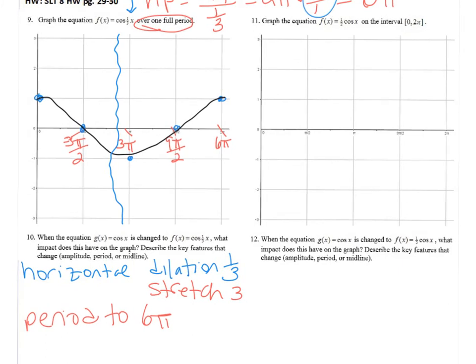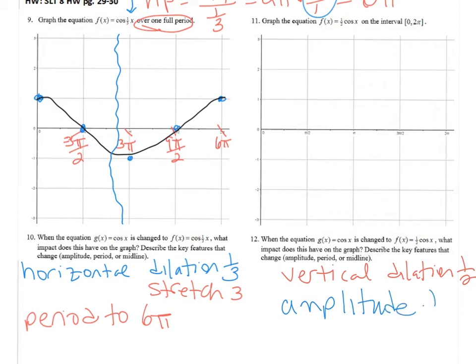Okay, you try 11 and 12 based on what we did earlier with that coefficient in front of the cosine function, or in front of the sine function. It's the same transformation. So that's a vertical dilation of 1/2, meaning our amplitude is 1/2. So our maximum now is at 1/2, and our minimum is at -1/2.